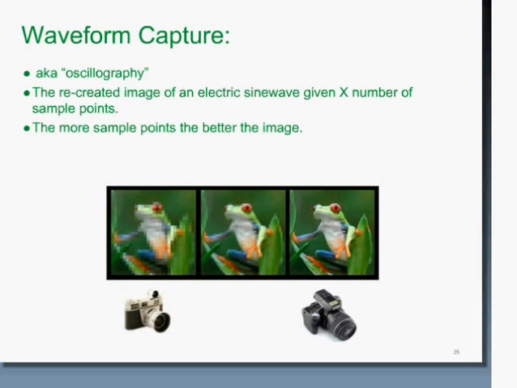The more granularity that you have on the picture, the more slices of the sine wave, the better the resolution. So as we're showing in this picture, the more snapshots that we get of the waveform capture, the better we can get the resolution to the event.